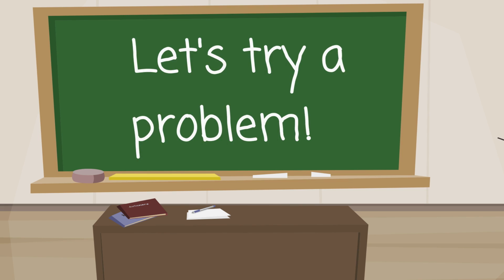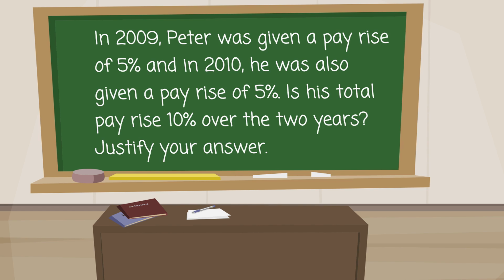We've all learned from Darren's mistake, haven't we? Now let's try this problem and not make the same mistake. In 2009, Peter was given a pay rise of 5% and in 2010, he was also given a pay rise of 5%. Is his total pay rise 10% over the 2 years?